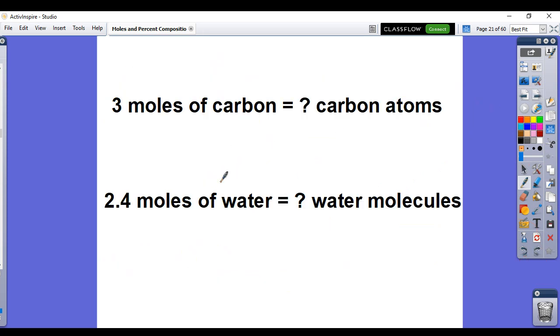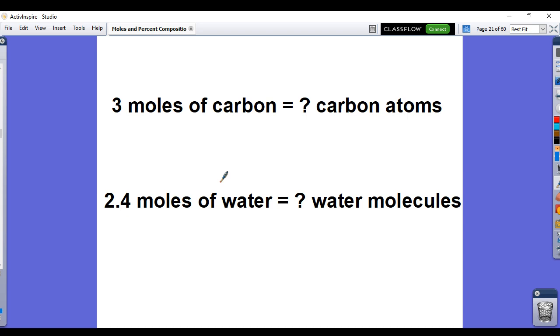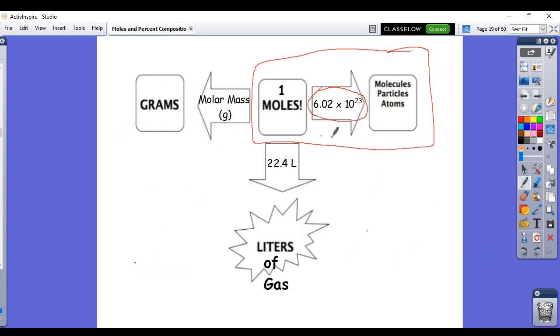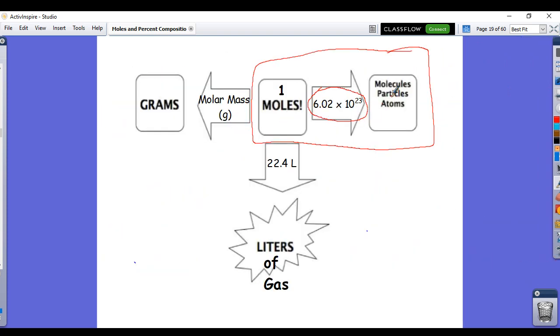Next. So if you want to stop the video at this point and try these two on your own, and then I'll walk you through it. So we have 3 moles. So this is what we have, and we want atoms. Now, I'm going to change this to, it could be particles. I want you to understand this can be particles. This could be molecules, whatever that was on that little chart. And I'm going to go back and show you that. So when you are converting to moles, it can be molecules, particles, atoms, and it's always this number that we're using.